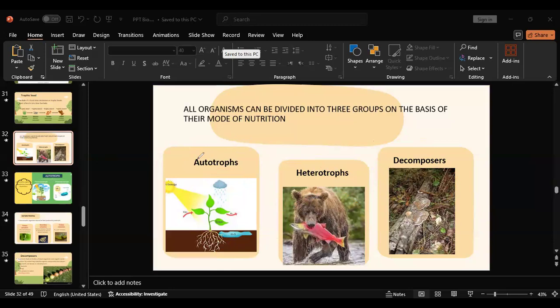The first one is the autotrophs. Another one is the heterotrophs. Another one is the decomposers. Some are making food themselves. Some depend on others. Some depend on dead materials. So according to that: autotrophs, heterotrophs, and decomposers. Let's move to the next one.